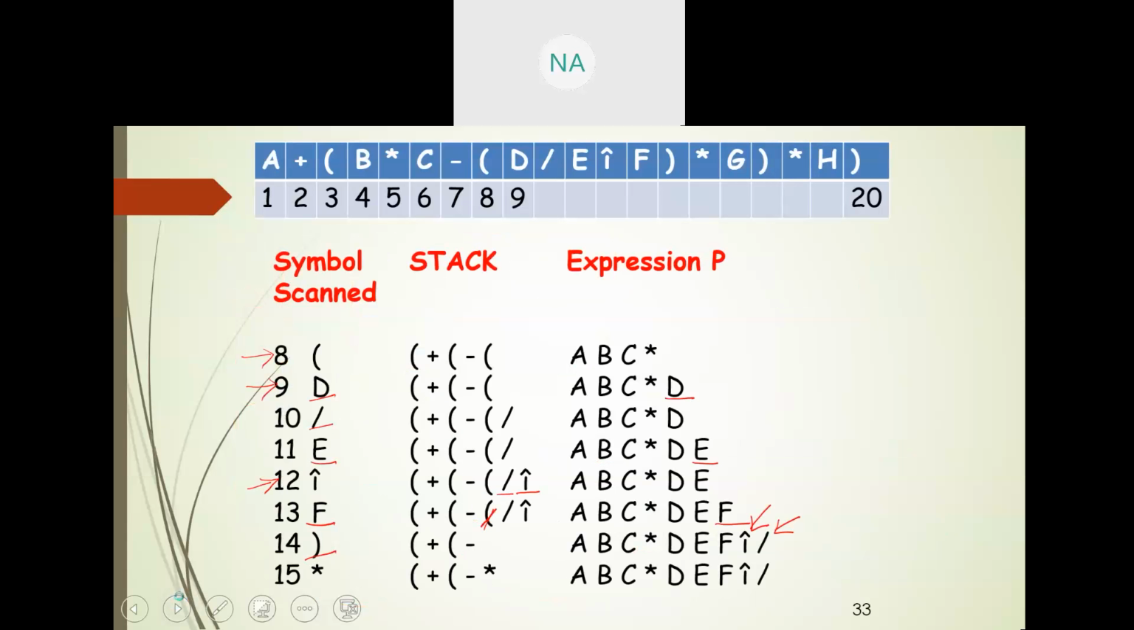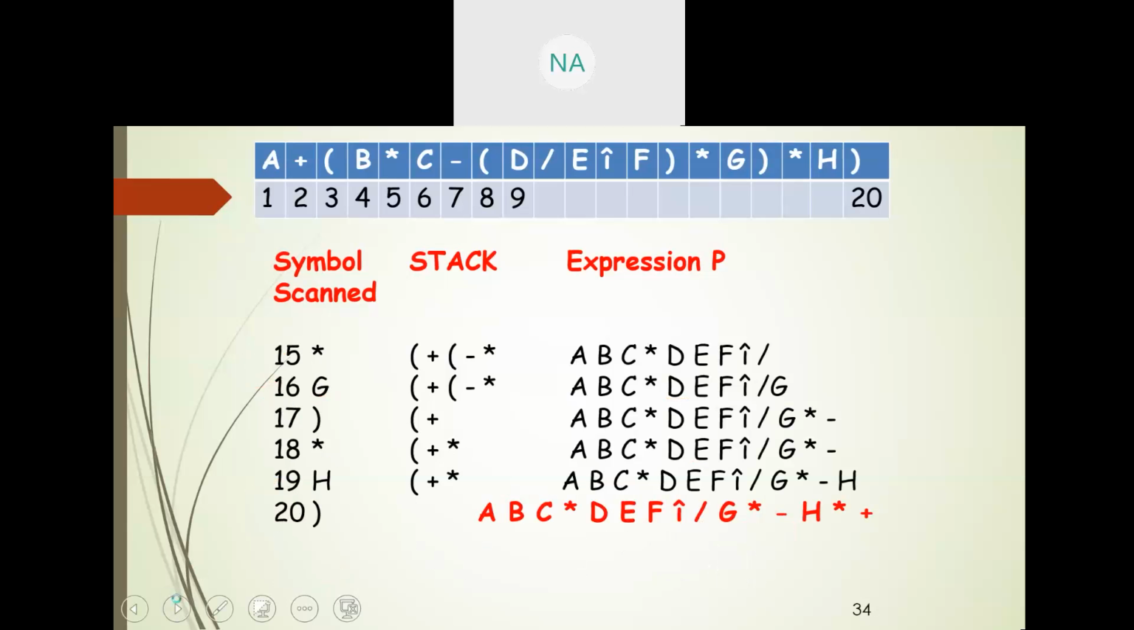Then multiplication is an operator. In 5A, here the minus is at the top, but the precedence of minus is lower than multiplication, so it will not be removed. And in 5B we add multiplication to the stack. This is already done in symbol number 15. Next is G, add G to P, then right parenthesis.